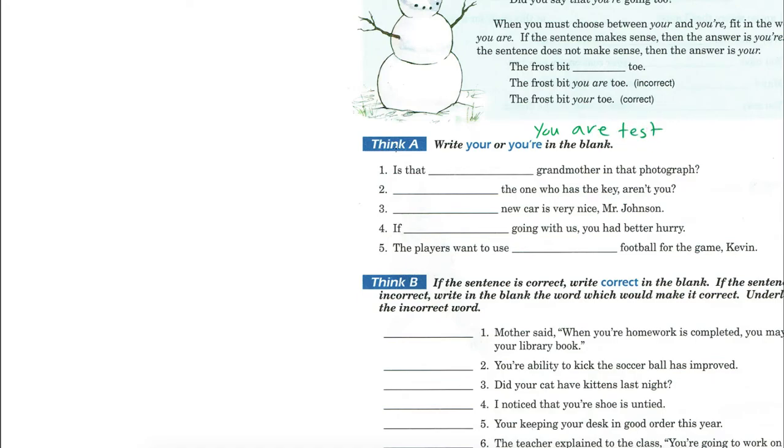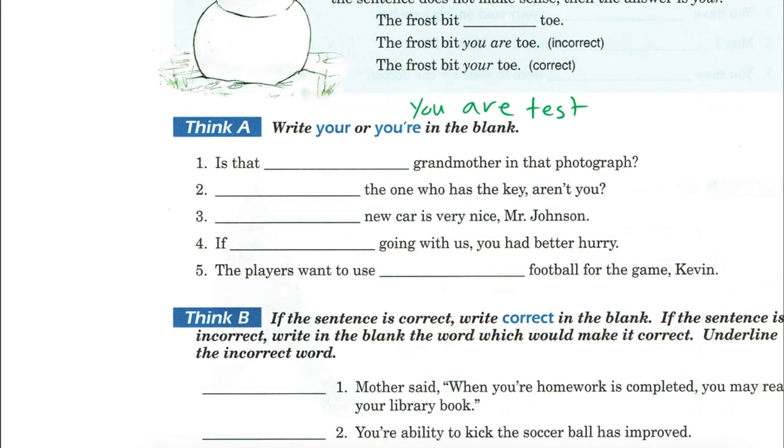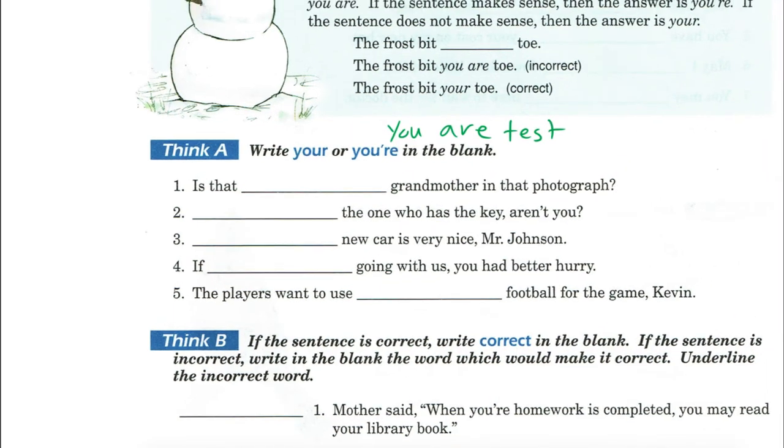All right, is that you are grandmother in that photograph? If it makes sense, use you apostrophe re. If it doesn't make sense, use you are. Okay, is that you are grandmother in that photograph? No, right? So you would use your. You are doesn't make sense, so you would use your.